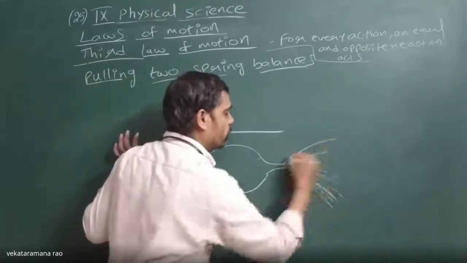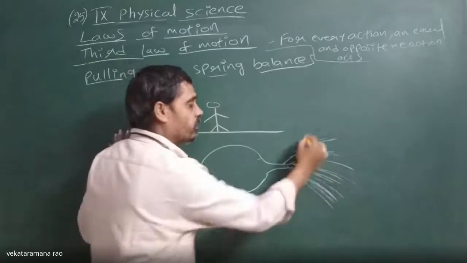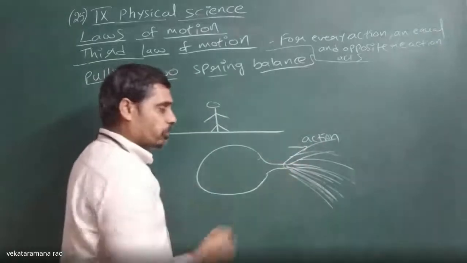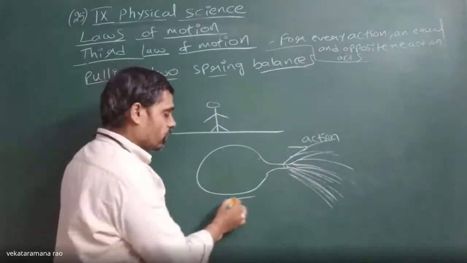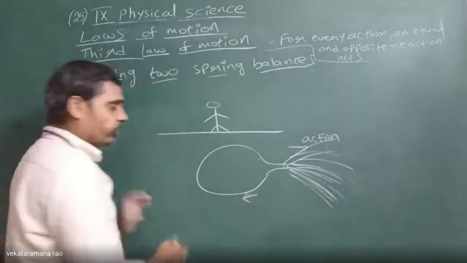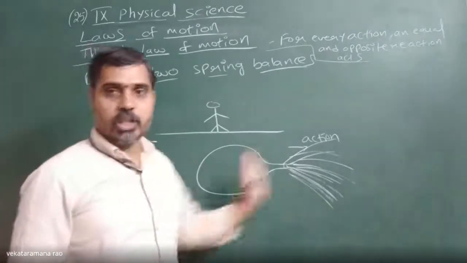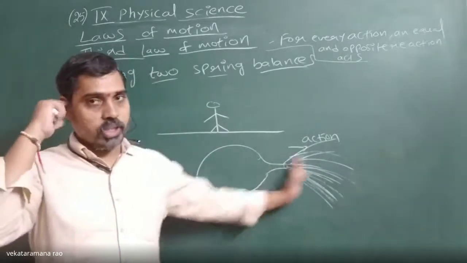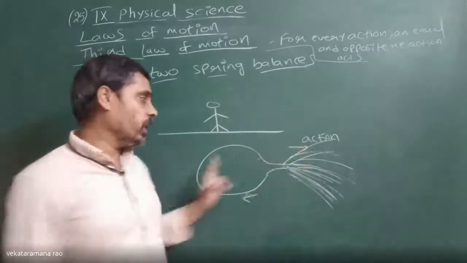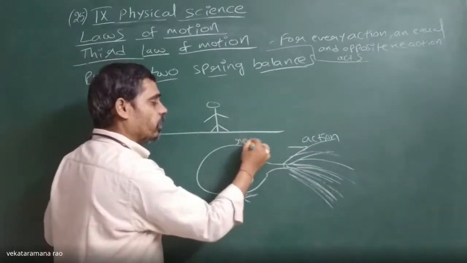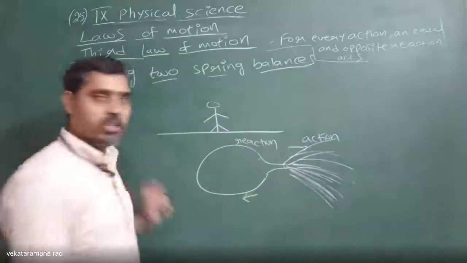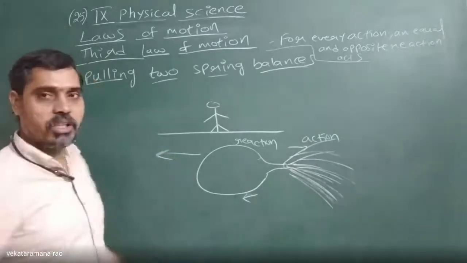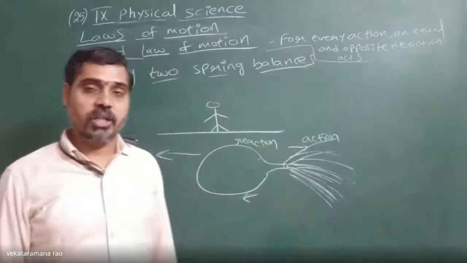As the gas comes out fast, it applies action force on the air, and the air applies reaction force on the balloon. That's why the balloon moves away in the opposite direction. The air in the balloon rushes out from left to right, applying action force, and the air applies reaction force in the opposite direction. That's why this balloon flies away in the opposite direction. That is due to the action and reaction force.